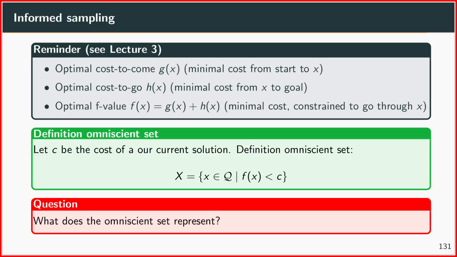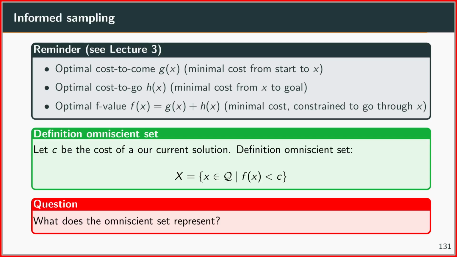Let's first talk a little bit more again about cost to come, cost to go, and F value. You might remember this from lectures 3 and 4 about A star. So optimal cost to come, G, is basically the minimal cost to go from start to configuration. And then the optimal cost to go, H, is the minimal cost to go from a configuration to your goal. And then in A star, you had this F value, which is basically just the sum of cost to come and cost to go. And this is basically the minimal cost at a state X, where you are constrained to go through X from start to goal.